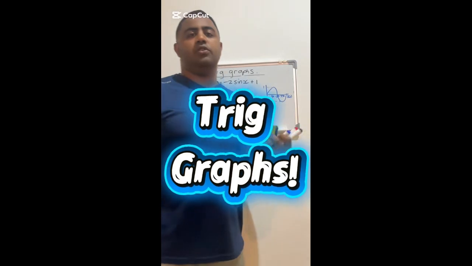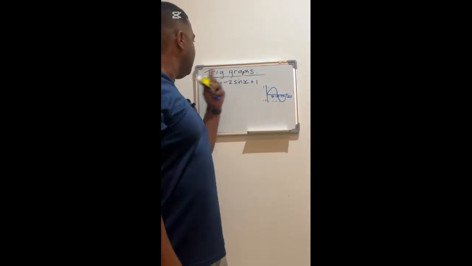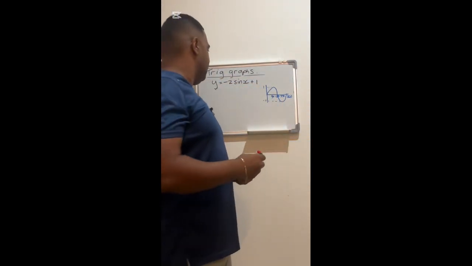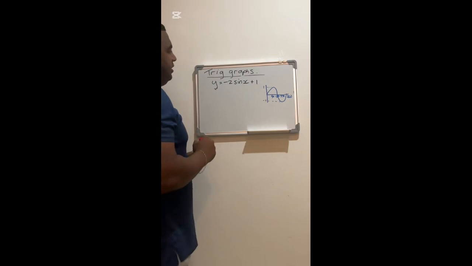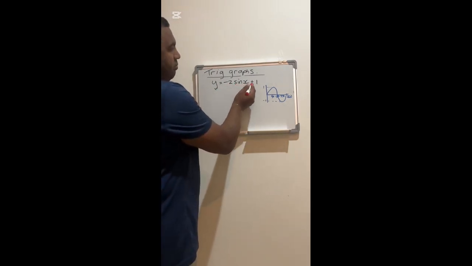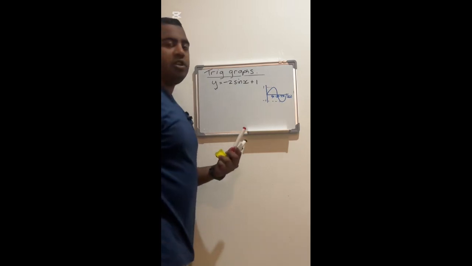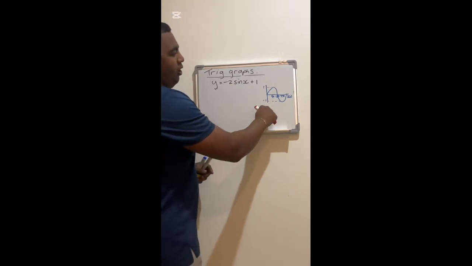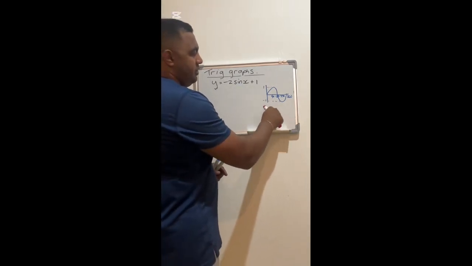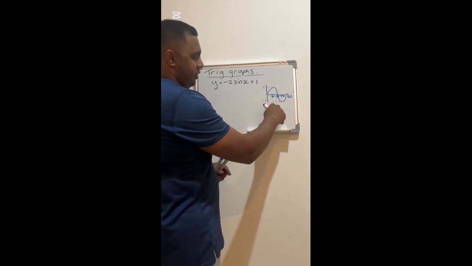So in the previous video, I said I'll explain a full sin graph to you. So in this case, as you can see, it's y equals -2 sin x plus 1. So we need to draw this graph. The first thing we need to do is I always draw my original sin x graph, as you can see.